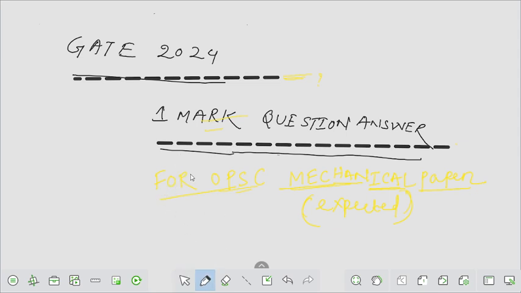This is very useful for the recent pattern followed by OPSC for the mechanical paper, just like Assistant Working Engineer or Motor Vehicle Inspector Group A post. OPSC follows the pattern of bringing the 1 mark previous year questions from GATE. So this lesson is particularly for solving 1 mark questions, which is very useful for the OPSC prelim paper. So let's start the 1 mark questions from previous year 2024.